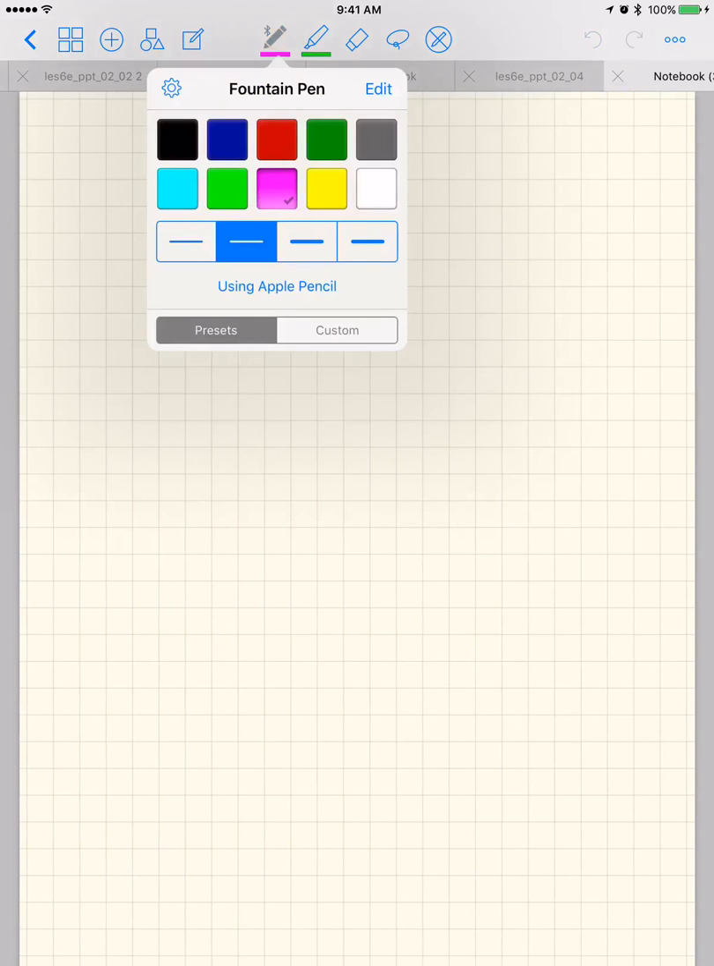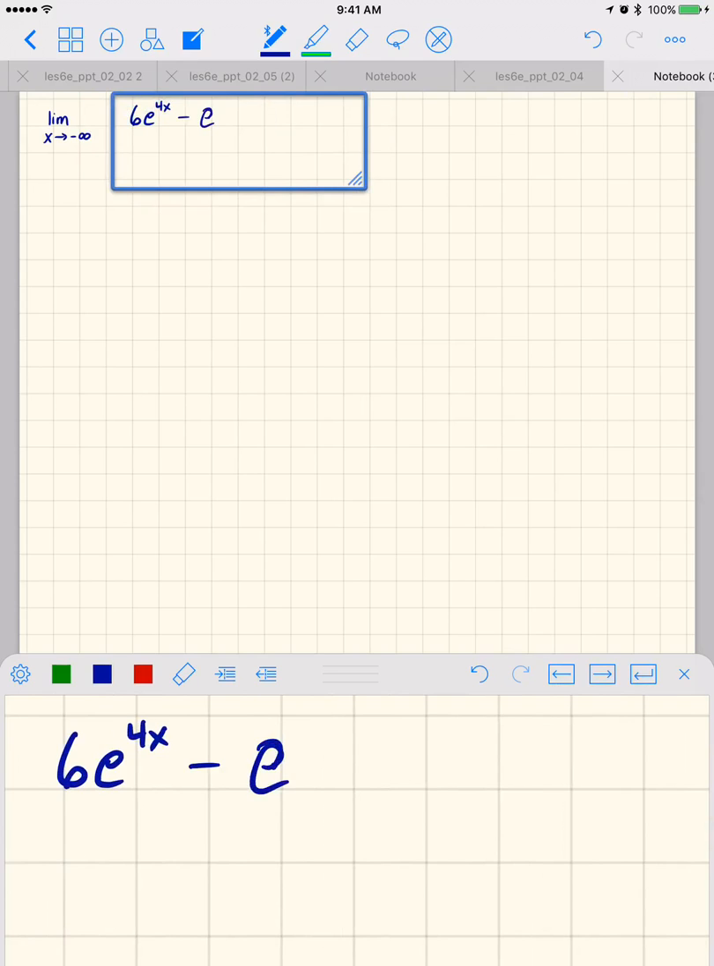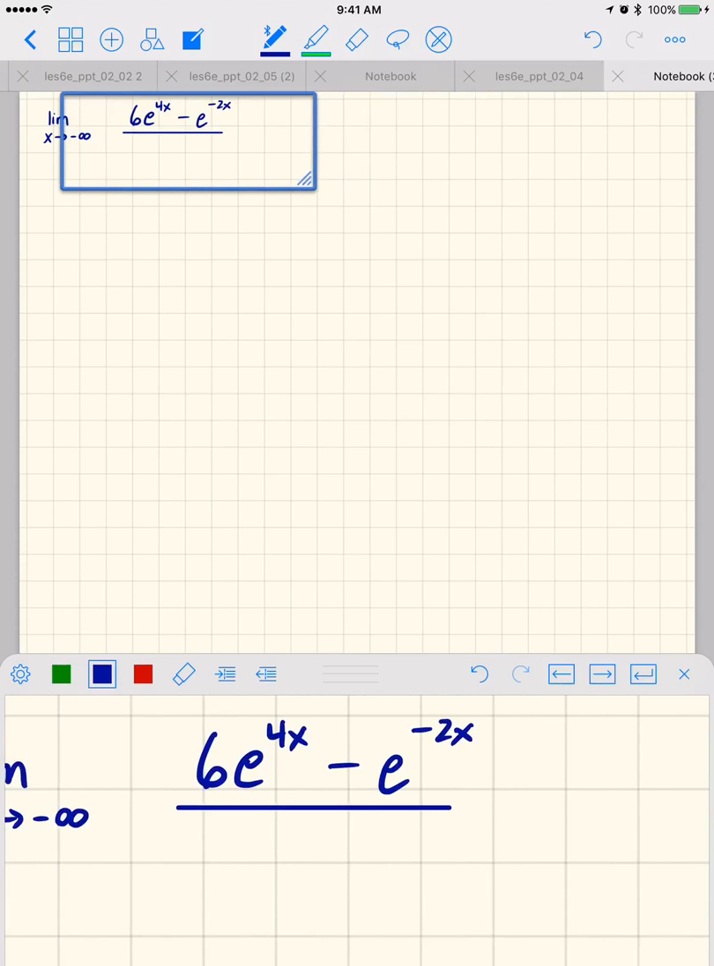Let's do another one. So here we're going to have, let's do the limit, and x is going to minus infinity of 6 e to the 4x minus e to the negative 2x, divided by 8 e to the 4x minus e to the 2x plus 3 e to the negative x. Yeah, 3 e to the negative x.